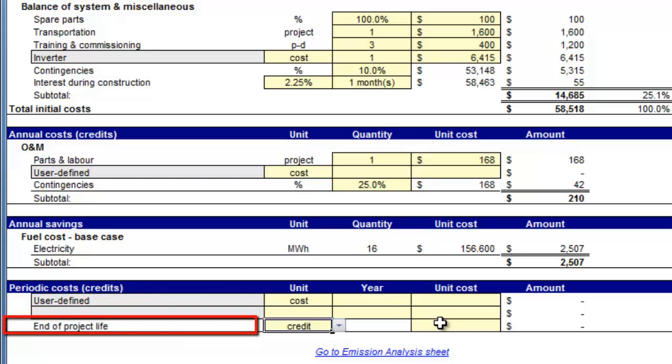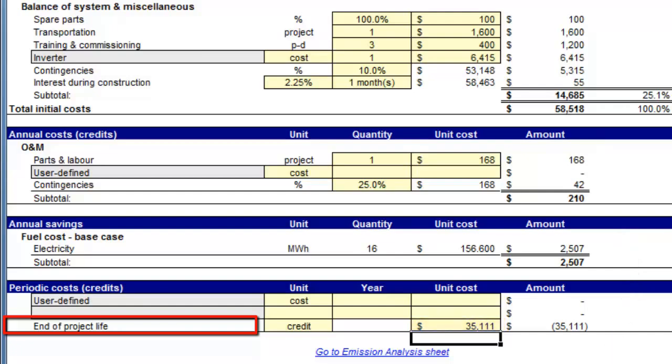Let's consider the end of project life. With this solar carport, 34% of the system costs are attributable to the carport itself, which will not only have a salvage value at the end of the project, but will also appreciate in value. On the other hand, the PV panels and inverters only represent 37% of the total project cost, and we can assume that this system could be used for another 25 years with upgrades of the panels and inverters. We will therefore assume that the system will retain 60% of its value at the end of 25 years. So let's set the end of project life to credit and enter a value equal to 60% of the initial cost, or $35,111.